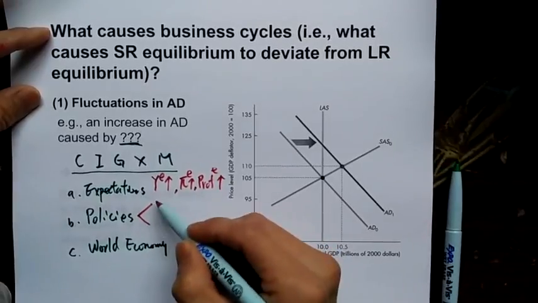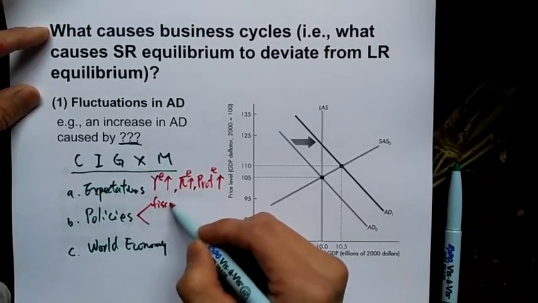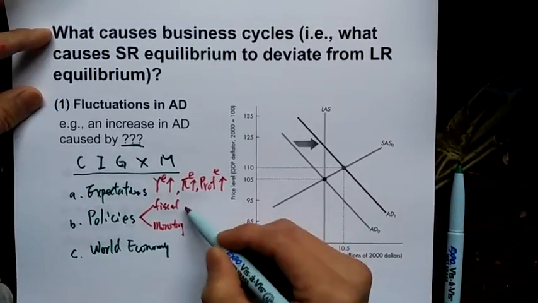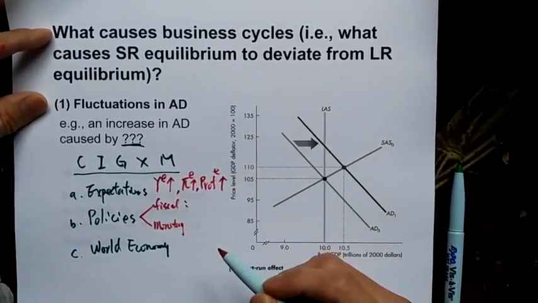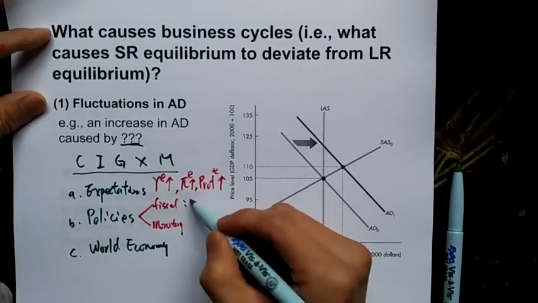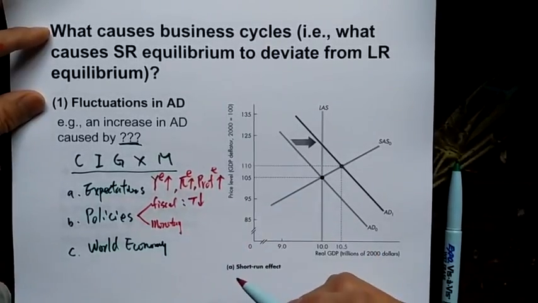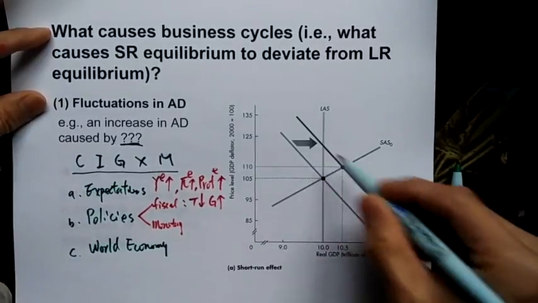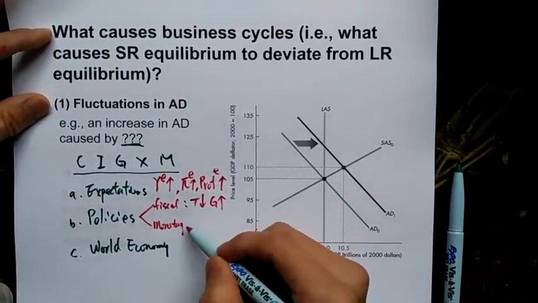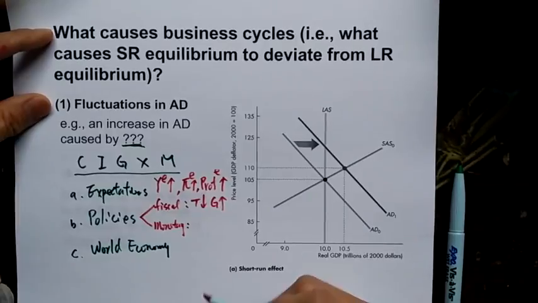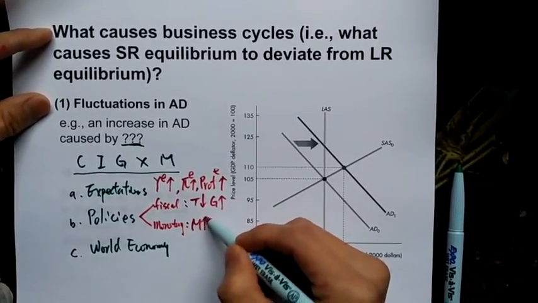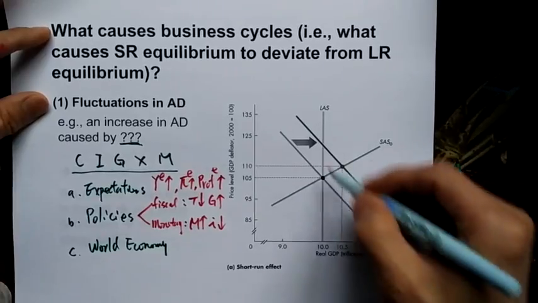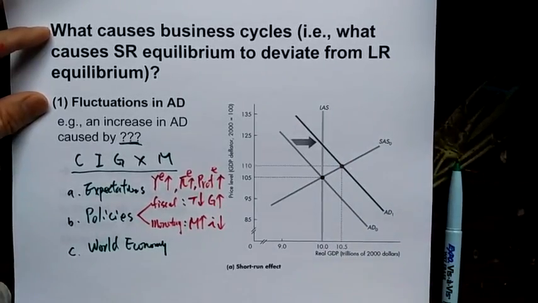Policies, fiscal policies, monetary policies. So for fiscal policies, if there's a tax cut or increase in government spending, aggregate demand curve shift to the right. Monetary policy, when the Fed increases money supply or cut the interest rates, aggregate demand curve shift to the right. Right?